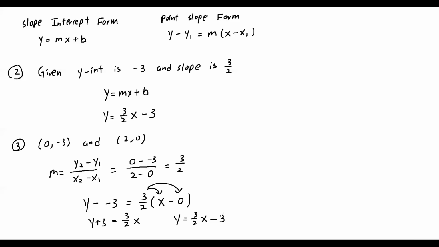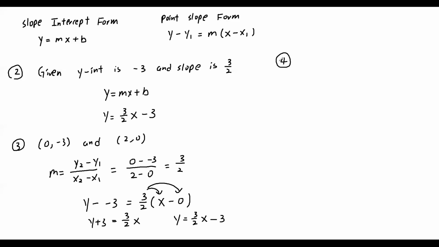Extra thing to be careful. The problem can ask you to keep the equation in point-slope form or change it into slope-intercept form. To go from point-slope form to slope-intercept form, all we have to do is distribute the slope into our parentheses and move the y value over to the other side to obtain the equation y equals mx plus b.